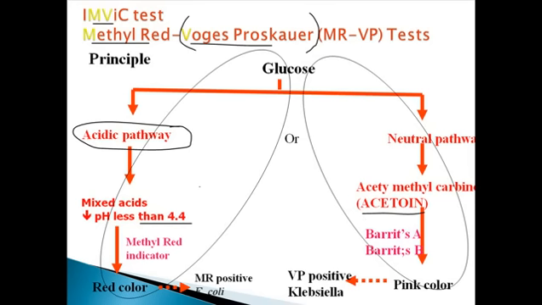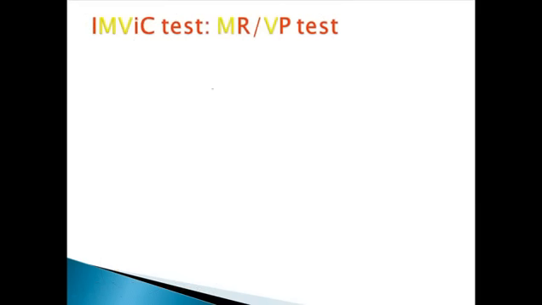If we have a red coloration after addition of this MR, we finally confirm that we have MR positive. If we do not have any red color, we call it MR negative. In case of Klebsiella, if we test with this MR test, it will be MR negative. If we test for Escherichia coli, it is positive, as we know. And in case of the VP test, or Voges-Proskauer test, Klebsiella is positive, but Escherichia is negative. Okay, so that's how it works.